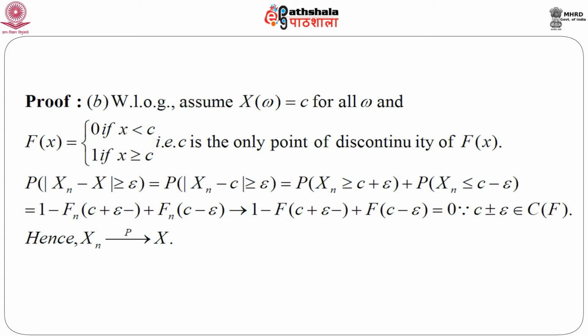So, F_n(c minus epsilon) converges to F(c minus epsilon), and it is clear that c plus epsilon and c minus epsilon are all continuity points of F, because F has only one point of discontinuity, which is c. So, if we calculate, F of c plus epsilon is 1 and F of c minus epsilon, that means less than c, is 0. So, the probability of mod X_n minus X greater than or equal to epsilon goes to 0 as n tends to infinity. This implies that convergence in probability is now proved, given convergence in distribution to a degenerate random variable.